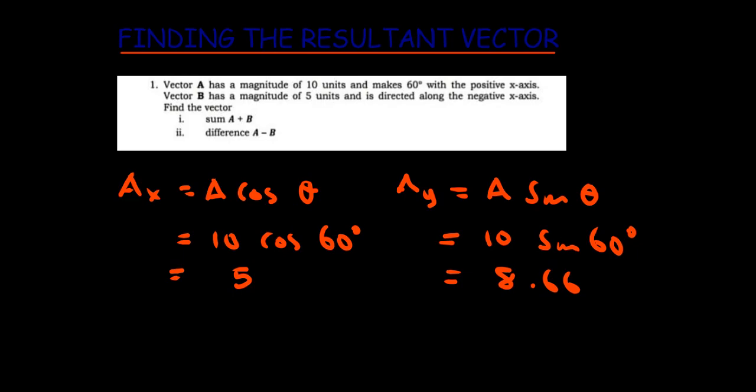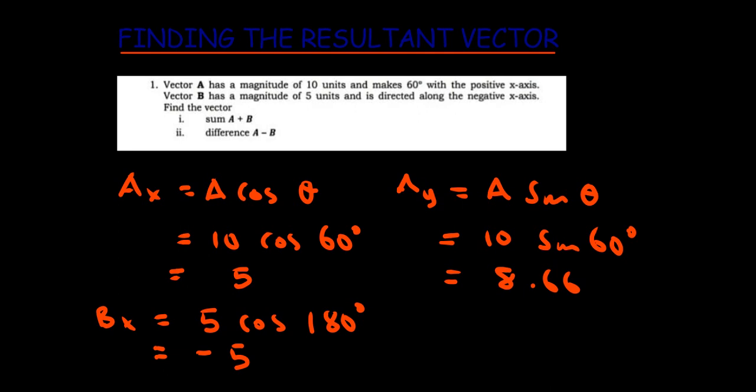After finding the y component, we now have to find the components of the vector B. How do we find them? We will use the same formula. We first have to find an x component and a y component. To find the x component, we put the magnitude of B, which is 5, cos, and the angle. From our sketch, we know that our angle is 180 degrees. When you punch this in the calculator, you get negative 5.